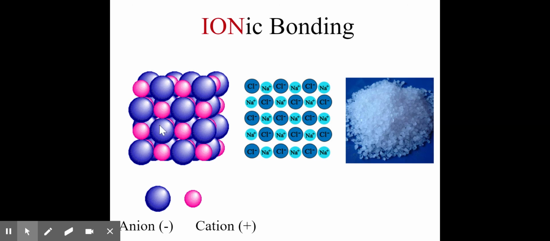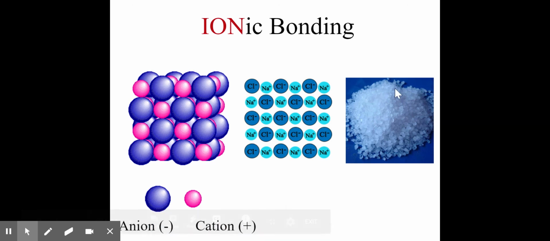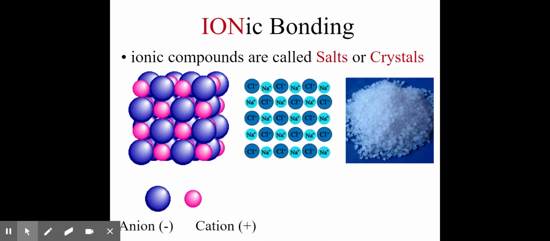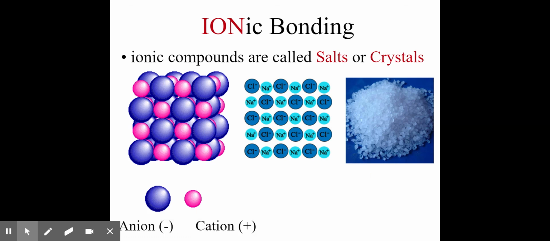Think about three-dimensional, okay? So normally it forms solid crystals. So people call those salt or crystals. Okay, ionic compounds are also called salts or crystals. They have strong attraction between positive and negative ions. They have very strong attraction, so normally they form solids.